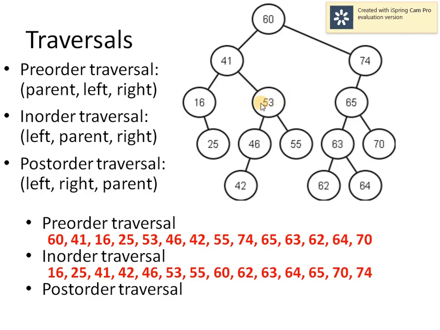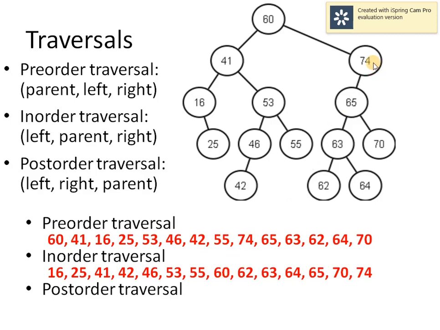So we can visit the parent now, which is 53. So after 46 we have visited 53. Then we have to visit right. In the right we have a leaf node, that is 55 with no children. So after 53 we will directly visit 55. So now we have visited the left subtree completely. We can visit the parent, that is 60. So after 55 we have visited 60.